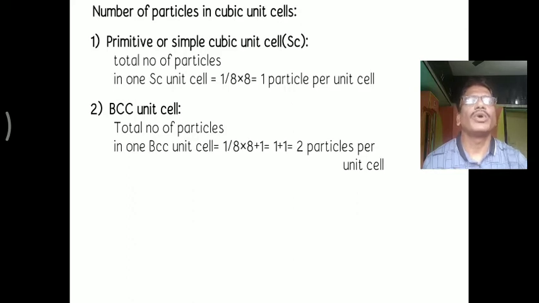If we consider the second, that is the BCC unit cell. In the BCC unit cell, that is body centered cubic unit cell, the total number of particles in one BCC unit cell is equal to 1/8 into 8 plus 1, that is 1 plus 1, that is equal to 2 particles per unit cell. So how do we get the 2 particles in one unit cell of a BCC?